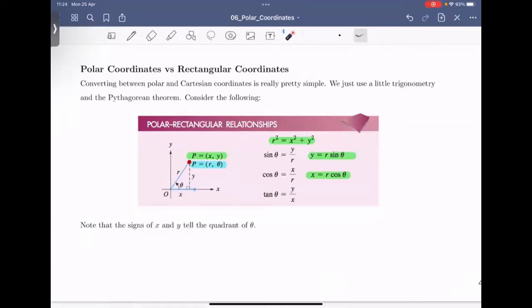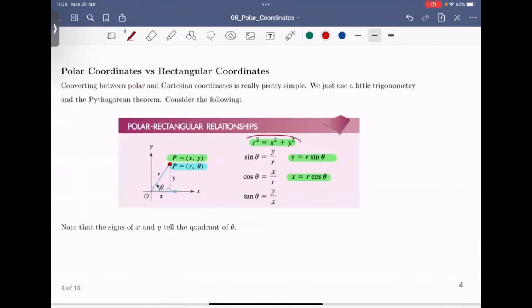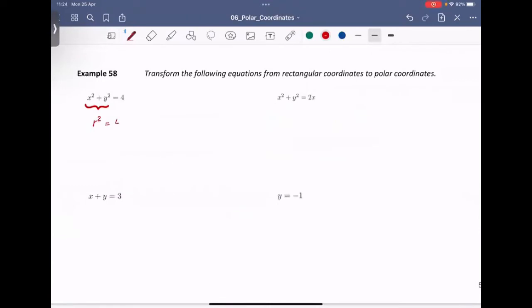So let's do an example. Suppose I have x squared plus y squared equal to 4. What does it look like in polar coordinates? You know that x squared plus y squared is r squared, from the Pythagorean theorem, and here you have 4. Which means r equals 2. Well, if you think r equal to -2 is okay, it's okay as well. There is more than one way to represent polar coordinates.